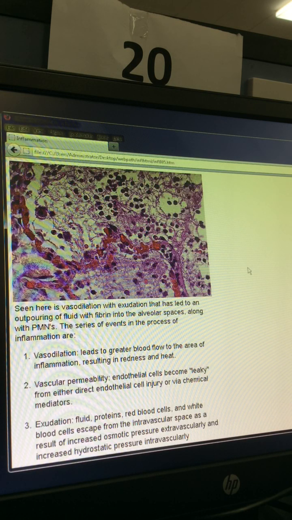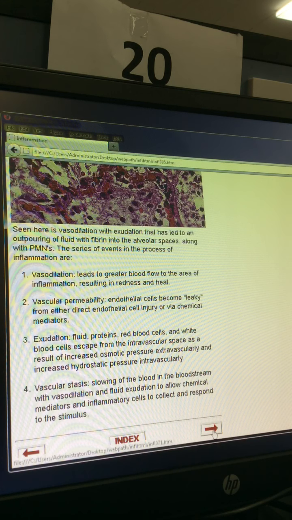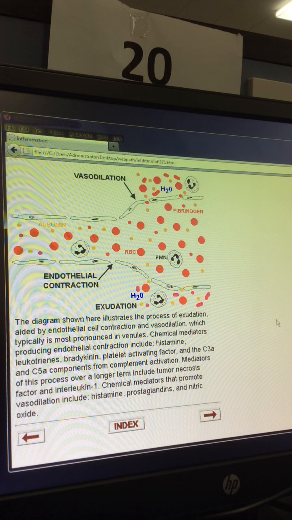Third one is the exudation, which is by osmotic pressure or by hydrostatic pressure, that the fluid will go out from the blood wall to the extravascular spaces. The fourth one is the vascular stasis, which is the bloodstream will be slow at the site of the inflammation. So this also will lead the fluid to go out, and this will lead to what? To the swelling.